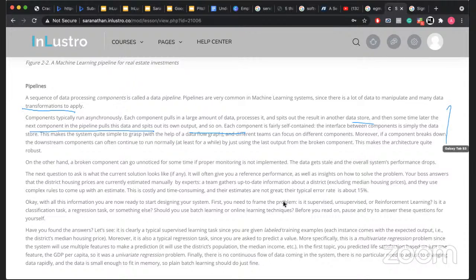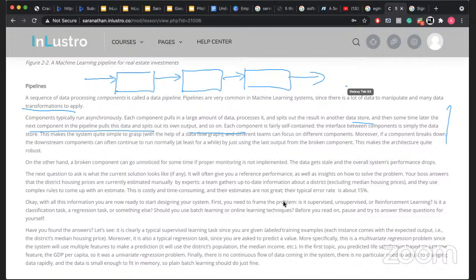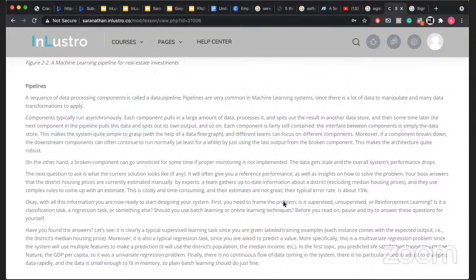So just to give a simple example of how this system would look, assume that there is a sequence of systems as shown here, and data enters like this, and this is the flow of data. Usually there will be system 1, system 2, and system 3. This is what is called a data pipeline. A broken component can go unnoticed for some time if proper monitoring is not implemented. So it's very important that you keep monitoring the overall performance of the system and find out if the data gets stale or the system performance drops.